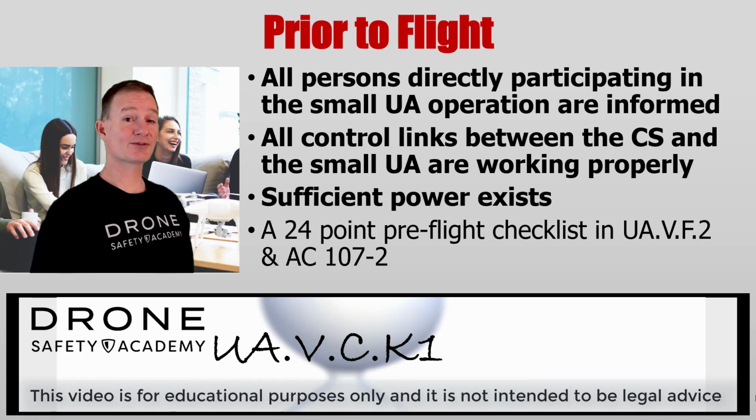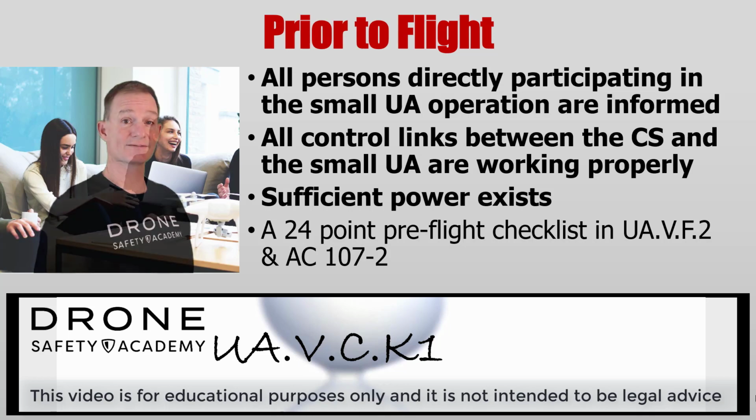This can be accomplished through crew member briefings. Also, make sure that all control links between the control station and the UA are working properly. Additionally, make sure that there is sufficient power for all devices that require it for the intended operation. There is a 24-point pre-flight scalable checklist provided to you by Advisory Circular 107-2. We will cover this in a later section.